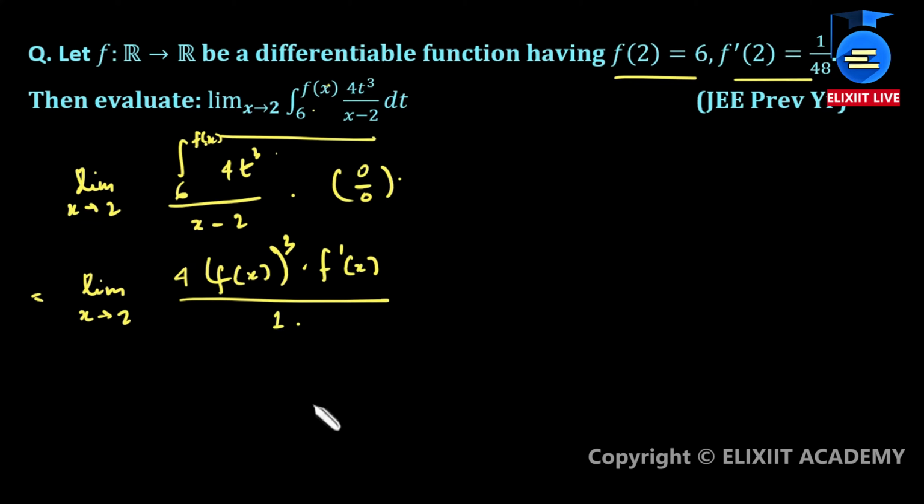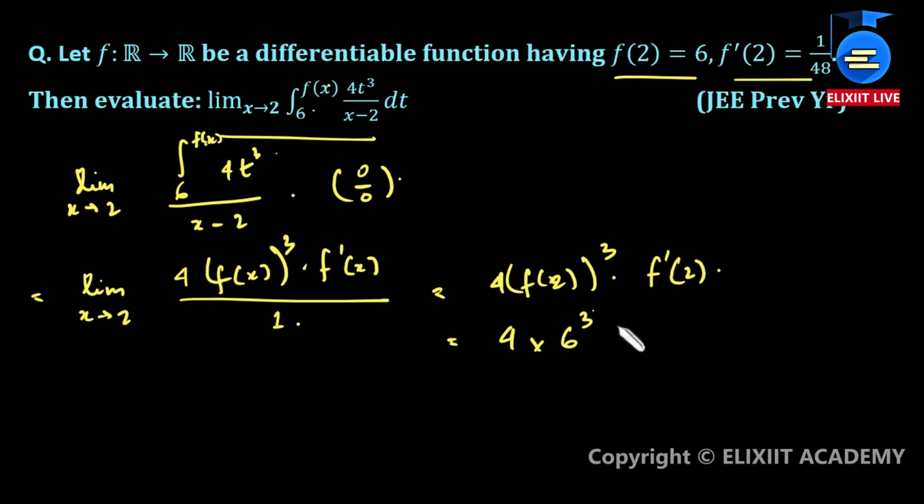So now the 0 by 0 form is gone. If you put the limit over here, this turns out to be 4 times f of 2 whole cube multiplied by f dash of 2, right? And we all know these values, it's given in the question. f of 2 is given 6, f dash of 2 is also given 1 by 48. So this is basically 4 times 6 cube into 1 by 48. Okay, so now just simplify this, you'll get the answer. Okay, so 6 into 3, that is basically 18. 18 is the answer.